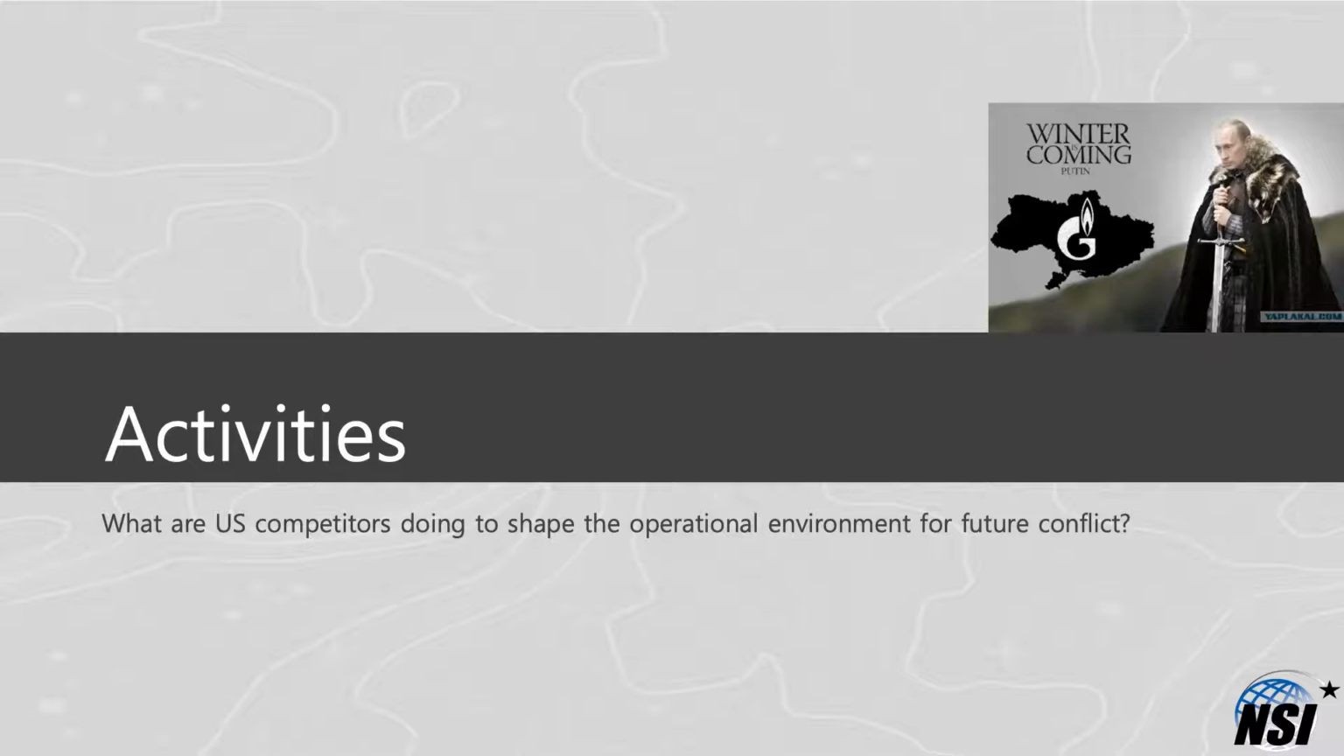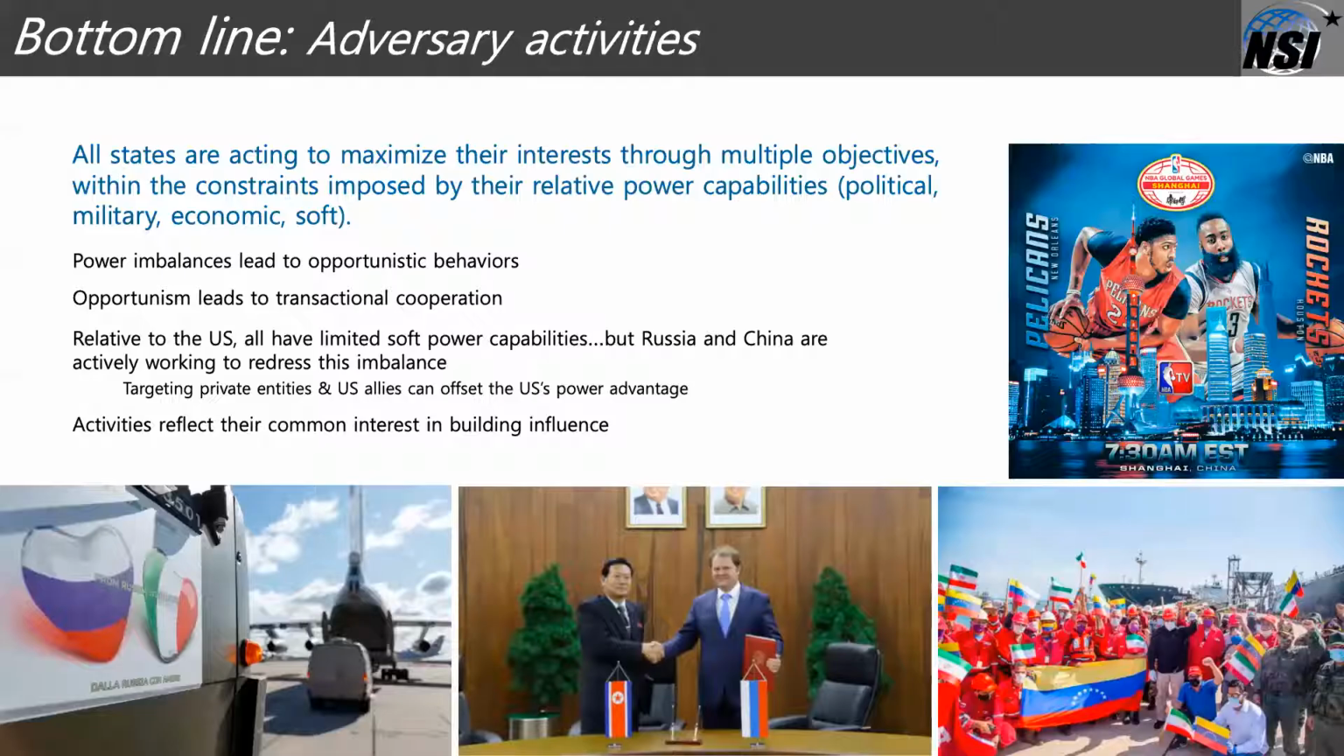Appendix B provides summary tables of soft power, economic, military, and political activities for each of the four actors. For now, I will focus on an overview of what we have found for all four, with a couple of deeper dives into areas I thought might be of particular interest. So let's start with the bottom line.